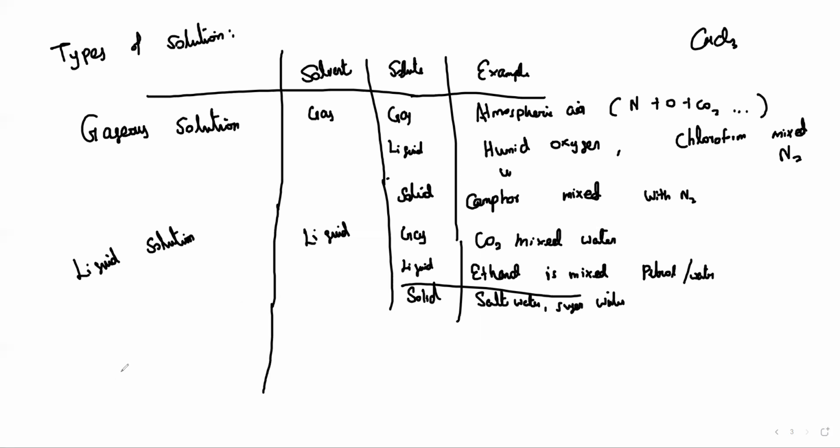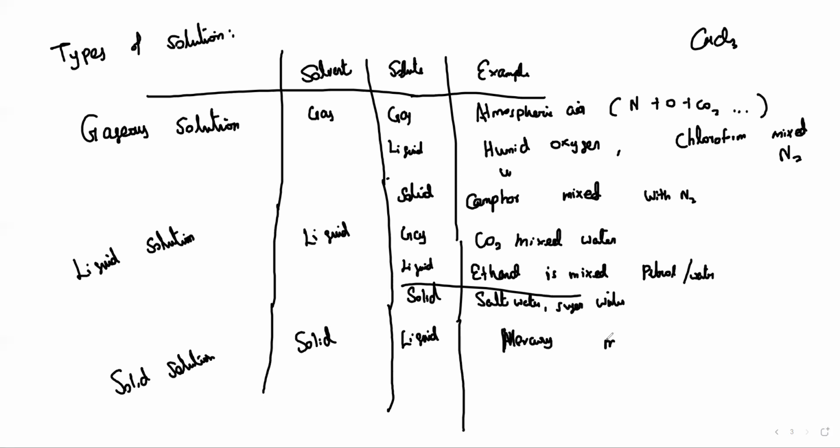Now the third part is solid solution. So the main solvent is solid. If you mix any liquid in it, for example mercury, mostly. Mercury can be mixed with zinc or sodium. When mercury is mixed with these kinds of materials, that is known as amalgam. Amalgam is mercury mixed with zinc or another metal.